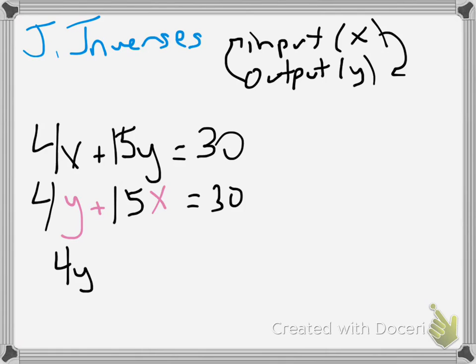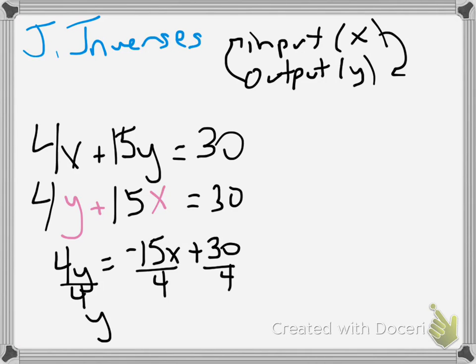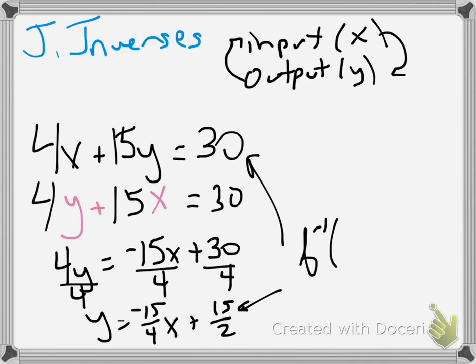So we'll bring the 15x over to the right side. We'll divide through by 4. And we get y equals negative 15/4 x plus 15 over 2. So we would say that that is the inverse of the given function or the given equation. We can even use the notation f inverse of x equals negative 15/4 x plus 15 over 2. All right, really just that simple.